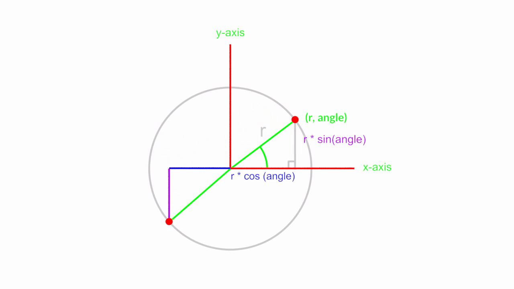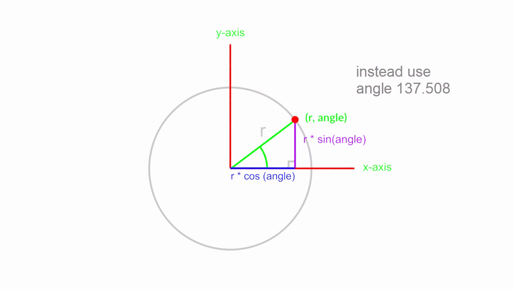And in fact, really, this is defining a circle as well if we keep r constant and move around 360 degrees. But what if we didn't keep the radius and the angle the same? What if we changed instead the angle to 137.508? Well, it might look something like this if we kept the radius the same.